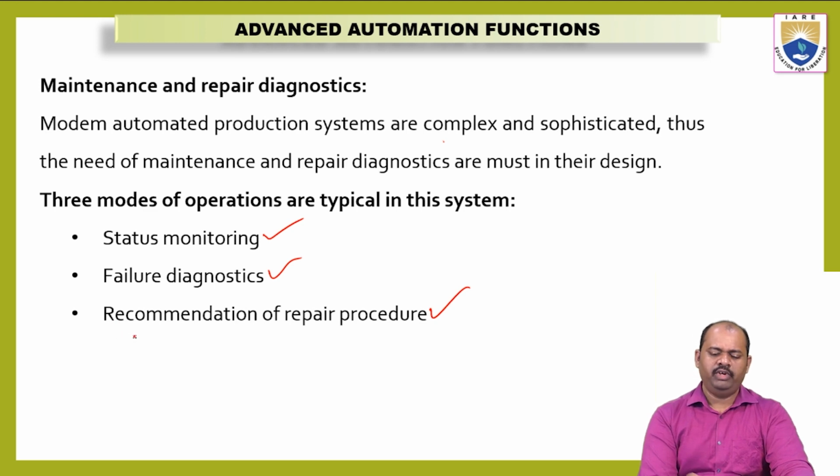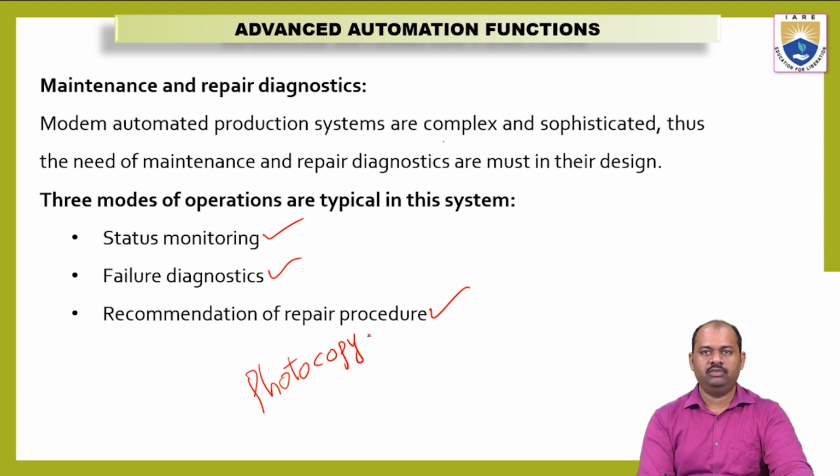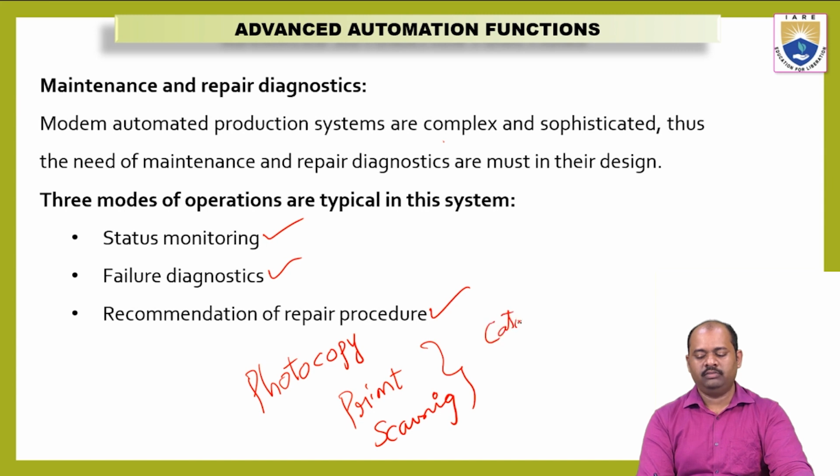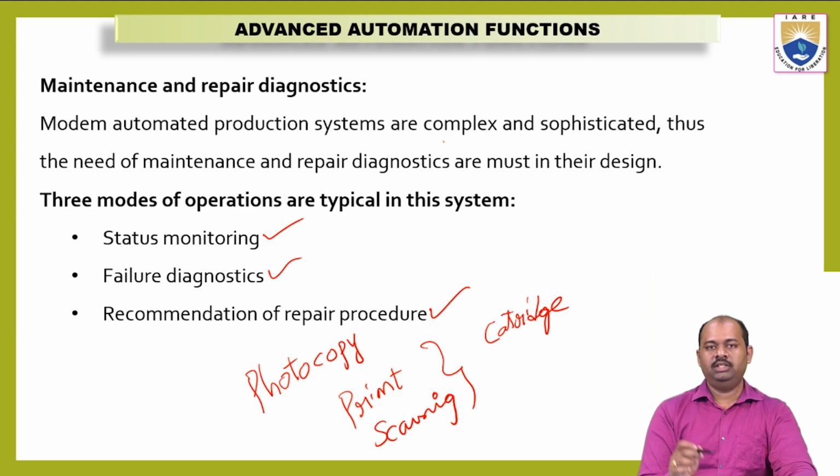If I take an example of a photocopy machine, this photocopy machine we generally use in most places. It will simply print the pages. Sometimes it is used for scanning also. Not only printing and scanning, it will inform you whenever the cartridge is empty. It will inform you beforehand: the cartridge is about to empty, so please replace the cartridge with a new one. So these are some of the recommendations.